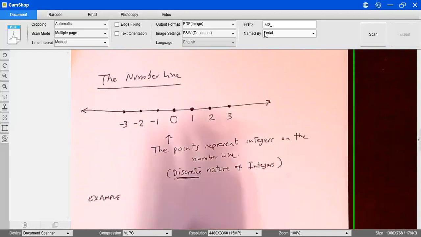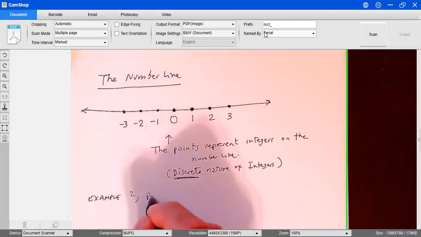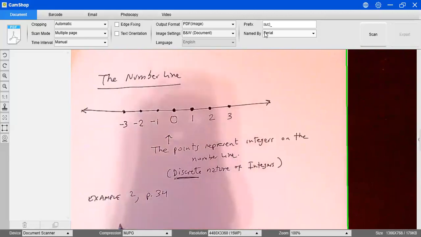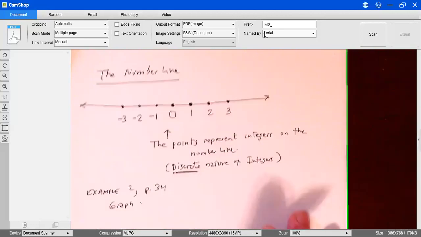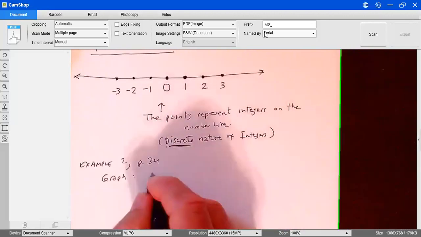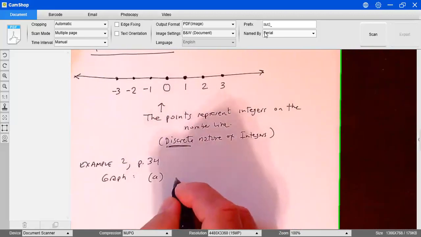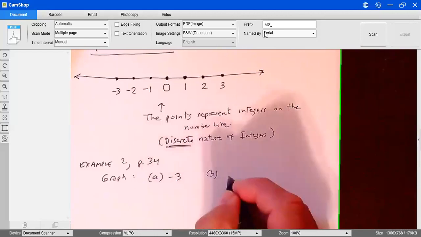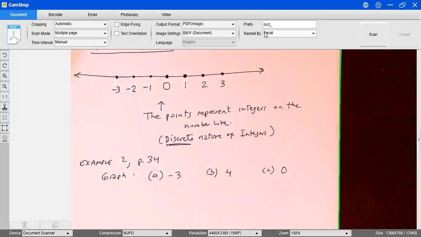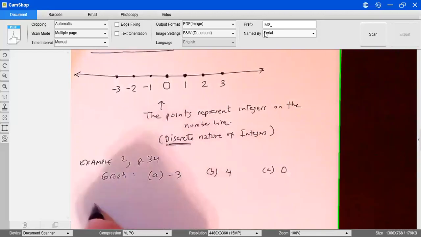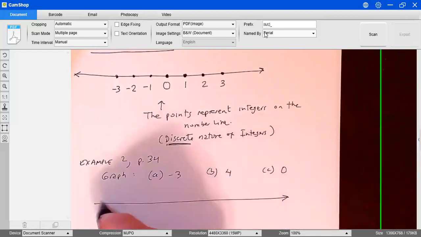So example 2 is on page 34. And the problem is that we're going to graph the following numbers on the number line. So we're going to graph -3, then we're going to graph 4, and then we're going to graph 0. So to do that, you just need the number line.